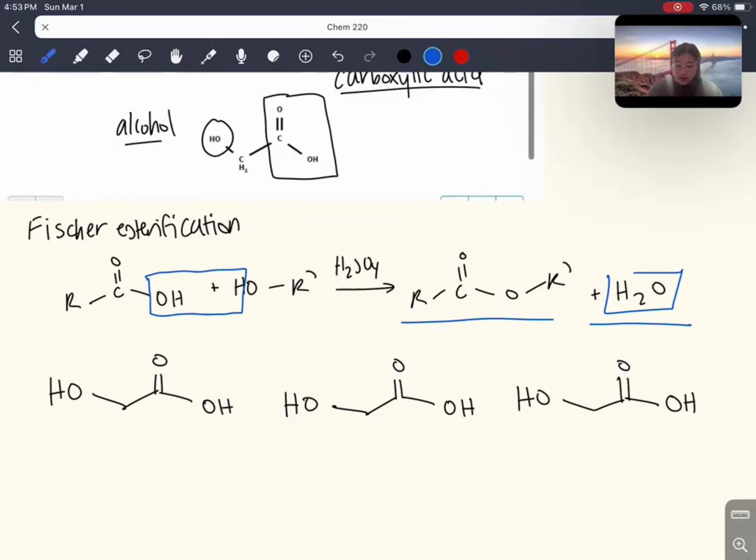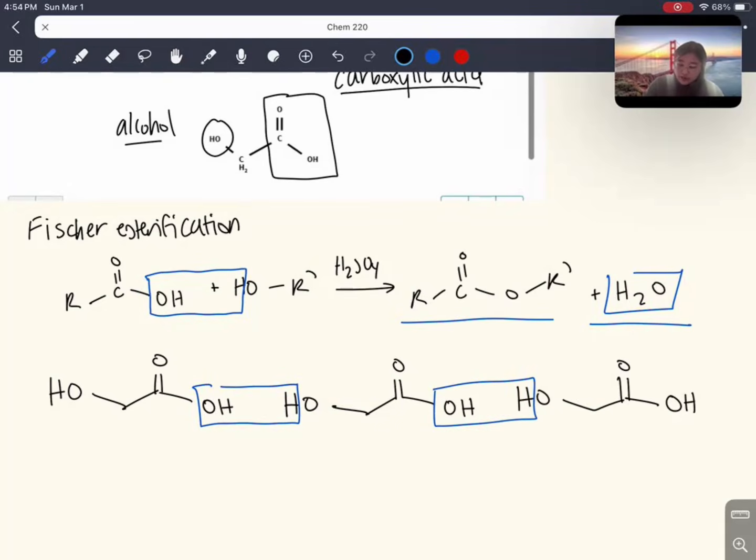Now I'm going to draw a box around where the molecules of water will leave. Remember I said that over here, your OH from your carboxylic acid and your H from your alcohol are what form your water molecules. So if I draw that same box around here, these atoms will become water, and these atoms will become water.